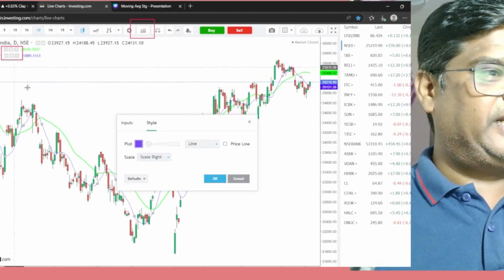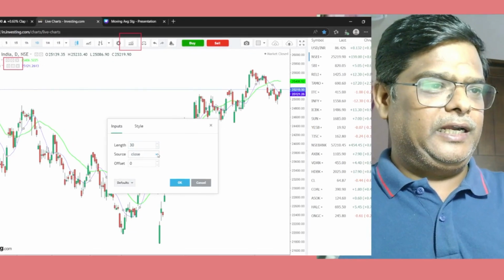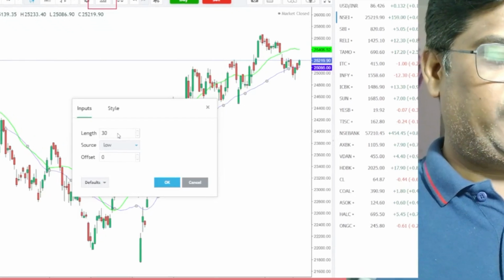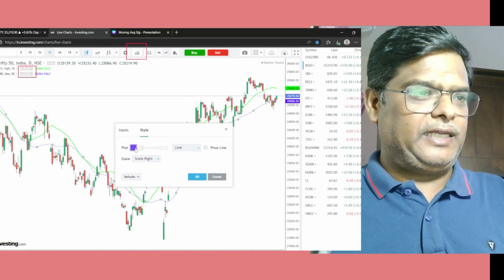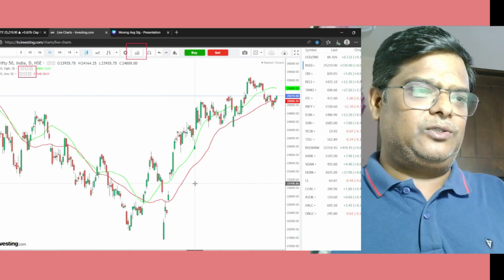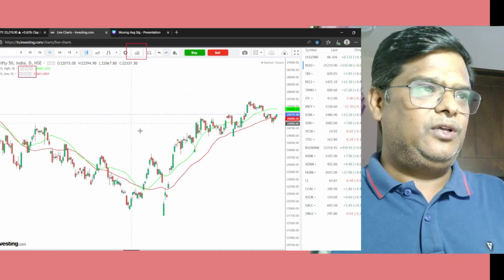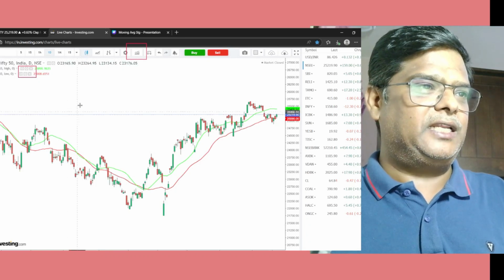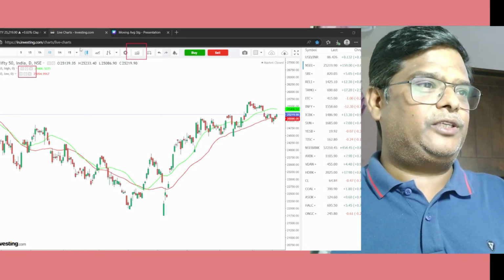Now I'm going to the second indicator. This is 30 and this is Low. So 20 is for High, 30 is for Low, and the style for this one is red. Then I make it thicker. So now you have the zones here. This is the candlestick pattern. The next step is to change the chart type.